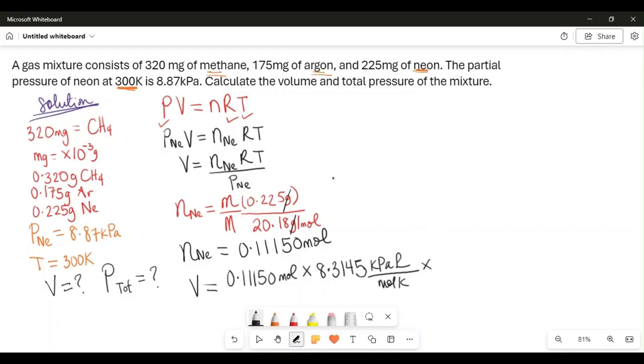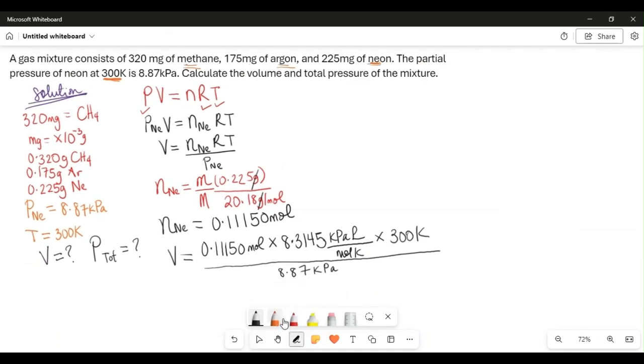And then lastly, times the number of moles, R, and the temperature, which is 300 Kelvin. All of that information divided by pressure, which is 8.87 kilopascal. So we're going to cancel out the moles, the Kelvin units, and the kilopascal. And what we're going to end up with is just information involving volume. So volume is going to be all of this information inputted in a calculator.